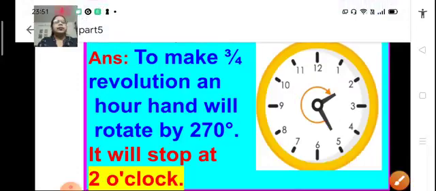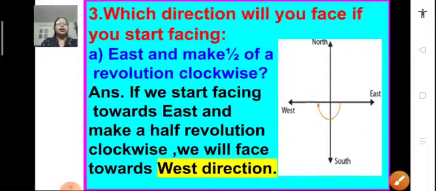Now the next problem is, which direction will you face if you start facing east and make half of a revolution clockwise? A similar type of question. If you are facing east and take half of a revolution clockwise. Half revolution means what? 180 degree angle, a straight angle. So if we start facing east and make half a revolution, we will face the opposite direction, that is the west direction.